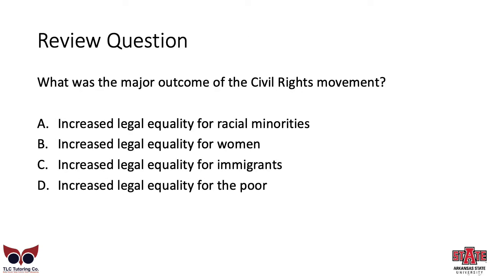Review question. What was the major outcome of the civil rights movement? A. Increased legal equality for racial minorities. B. Increased legal equality for women. C. Increased legal equality for immigrants. Or D. Increased legal equality for the poor. The correct answer is A. The major outcome of the civil rights movement was increased legal equality for racial minorities.